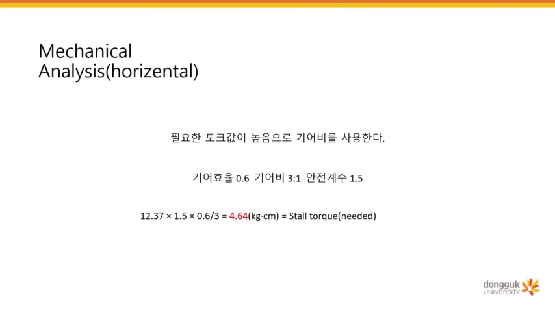Since the required torque value is higher than expected, we decided to use the gear ratio effect. Considering the error in the friction coefficient, arm length, and the motor, the safety factor is set to 1.5, the gear ratio is 3:1, and the gear efficiency is 60%. Then, the torque is reduced to 4.64 kg/cm.